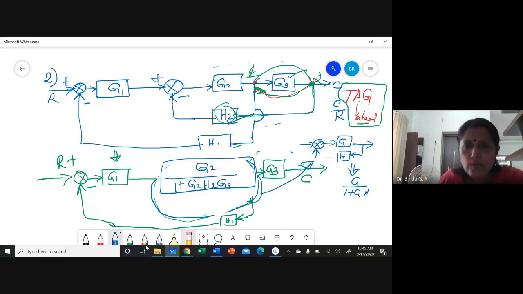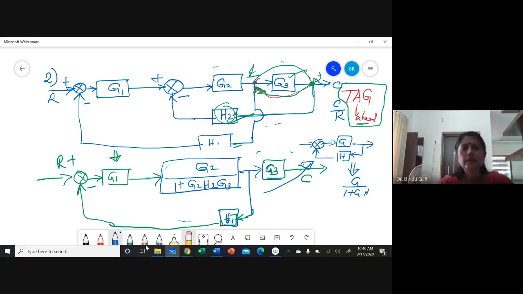Now, what can you do? This is all a mess that I have drawn. I'll draw it neatly. Neatly means to make it clear to you. That is all. G3, this is still there. That H1 is still there.